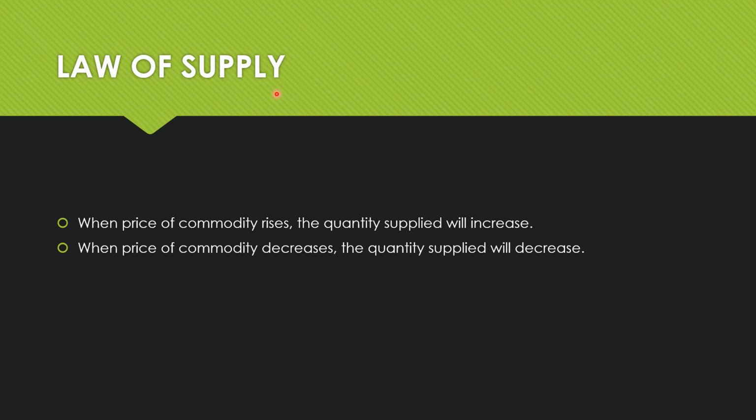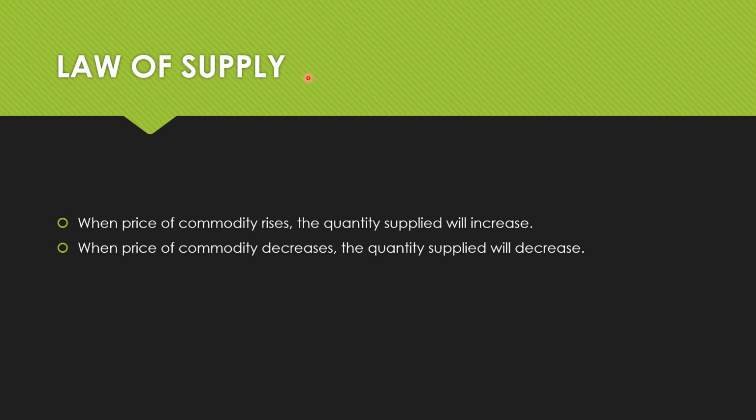So in case of this, every other determinant which is affecting supply remains constant or unchanged, and there is change only in terms of price. And why are we keeping every other determinant of supply constant? We're keeping every determinant of supply constant because if you don't do that, then we won't be able to study correctly as to how price is impacting supply.